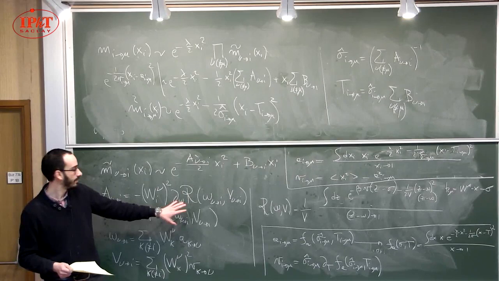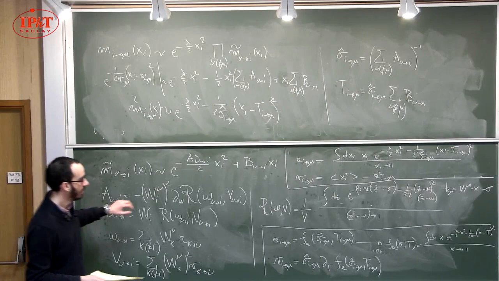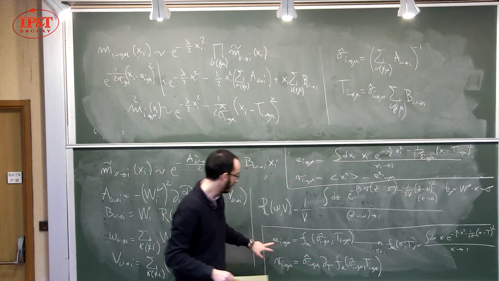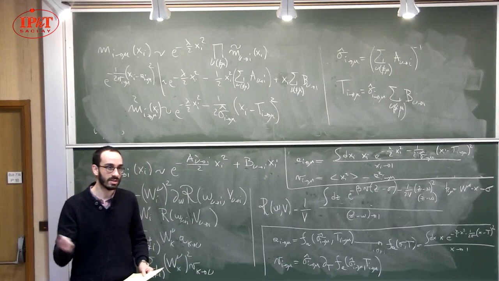Then having this, we compute T and hat sigma. Okay. And then once we have this, we can compute this function F and get back a new guess for A and B. So you see that this is an iterative algorithm.